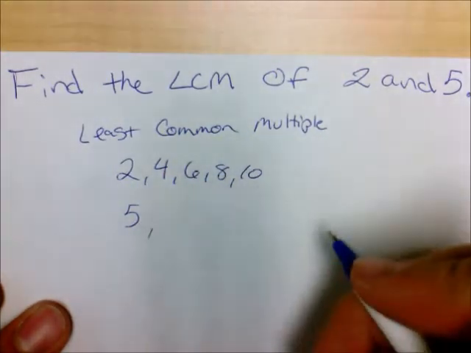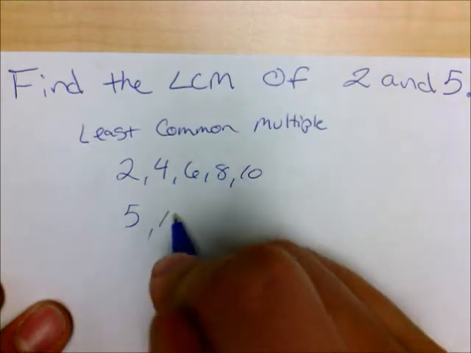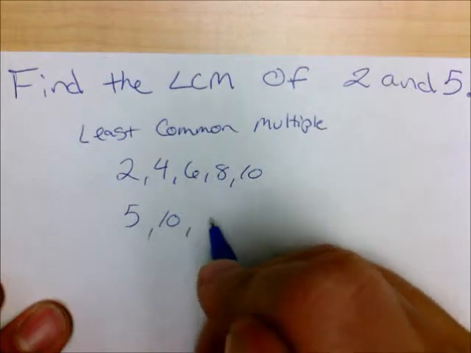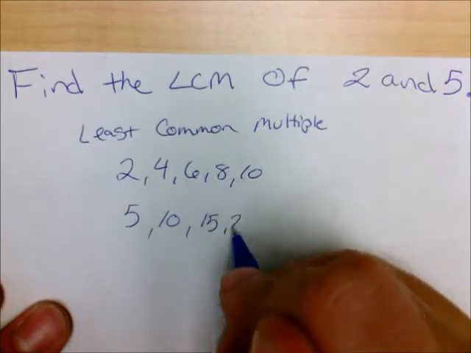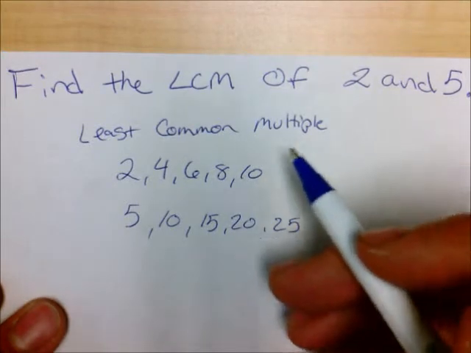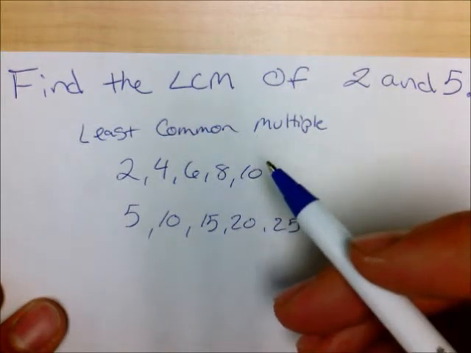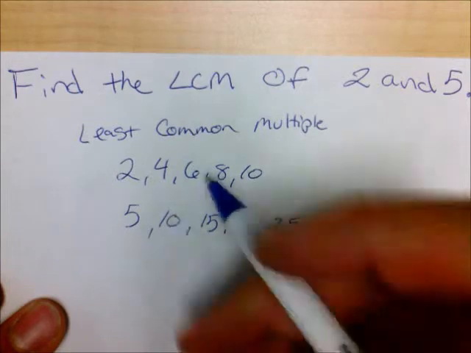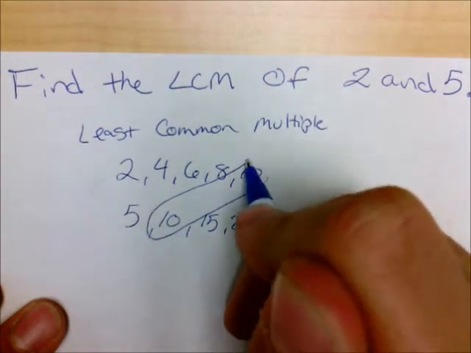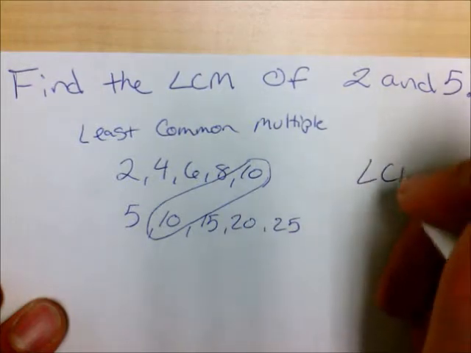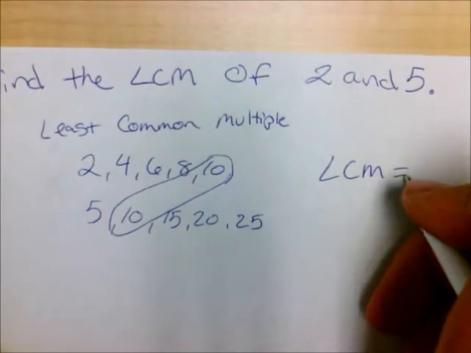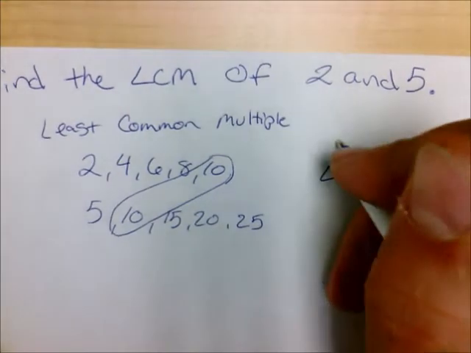Then I can probably see this right away, but since I said the first 5, we're just going to go out to the first 5. 5, 10, 15, 20, 25. And now we can see they do have numbers in common. They both have a 10. So I'm going to circle those 10s there, and we say the LCM, let's move this over just a little bit, the LCM is equal to 10.